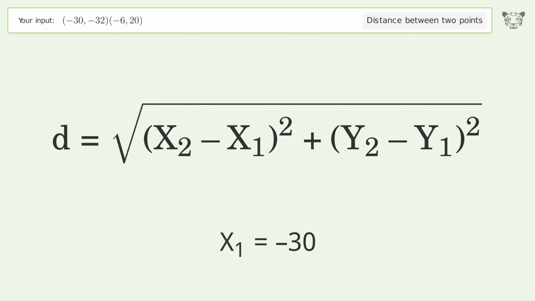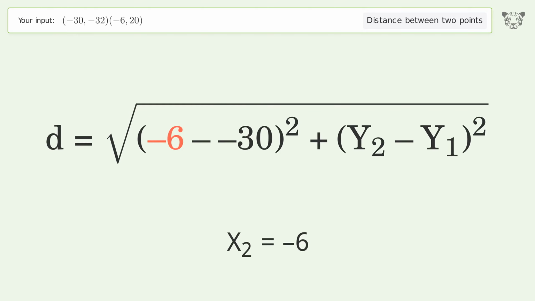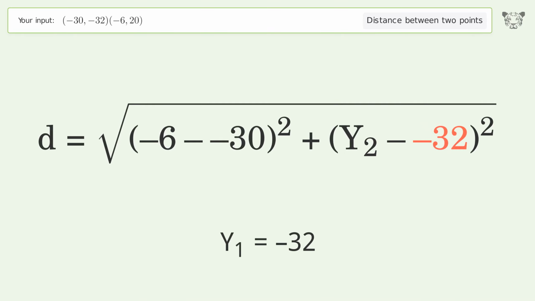x1 equals -30. x2 equals -6. y1 equals -32. y2 equals 20.